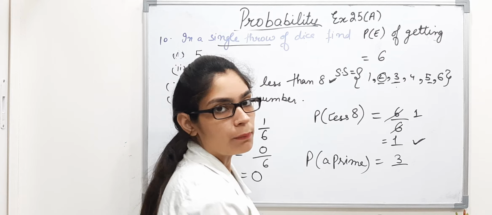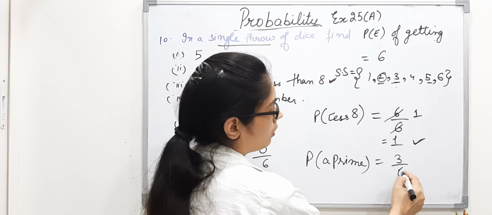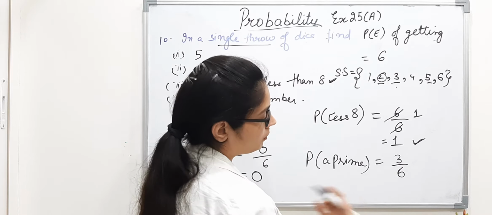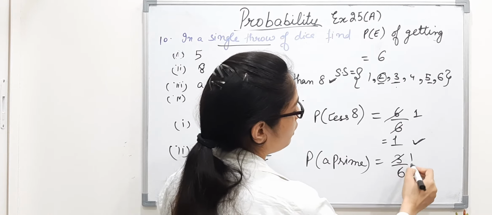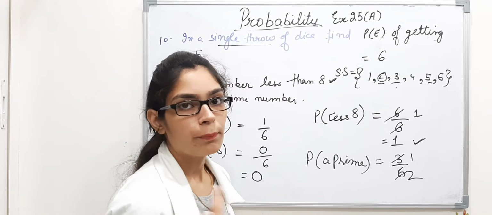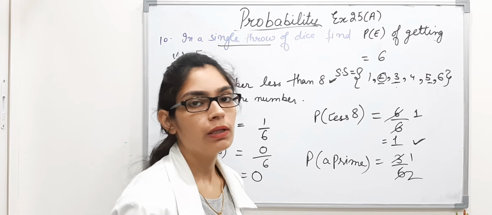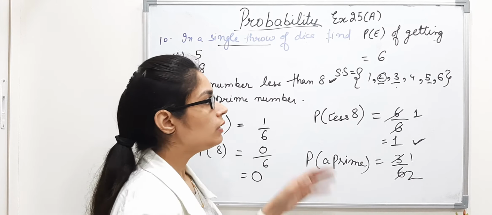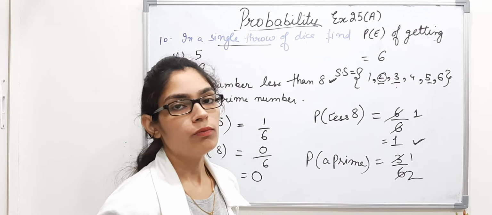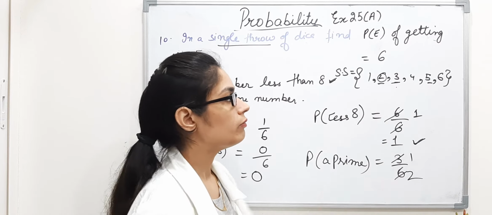The number of outcomes favorable to E is 3, and the total number of outcomes will remain the same, 6. So it will be 1 by 2. See, 1 is not a prime number, 2 is the smallest prime number, and prime numbers are those numbers which can go only on their own table or on one's table. So 2, 3 and 5 are the prime numbers.